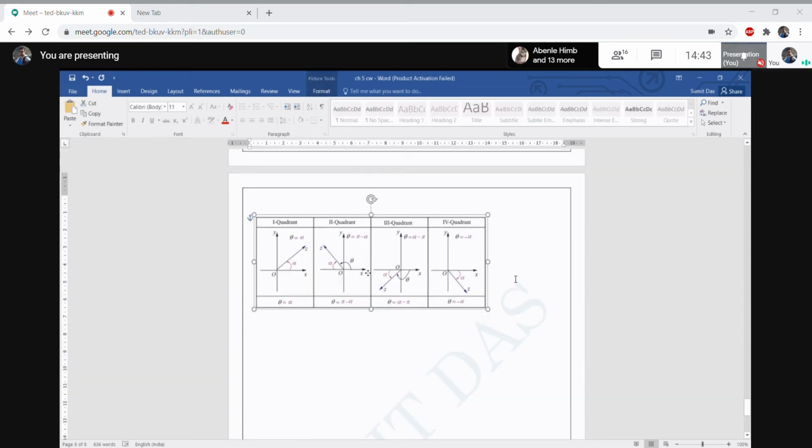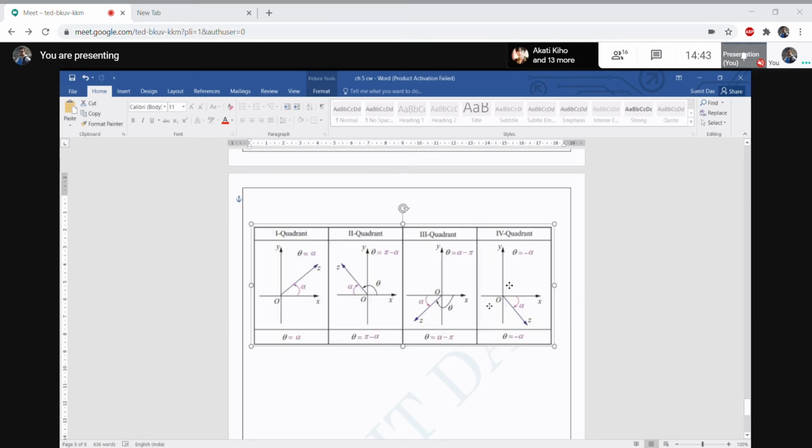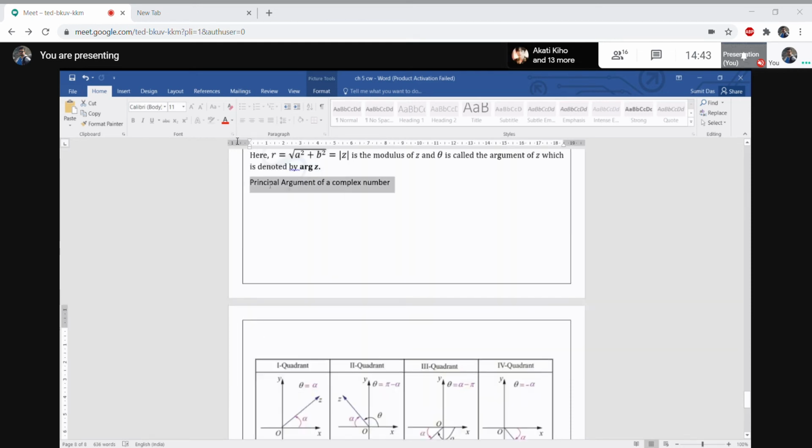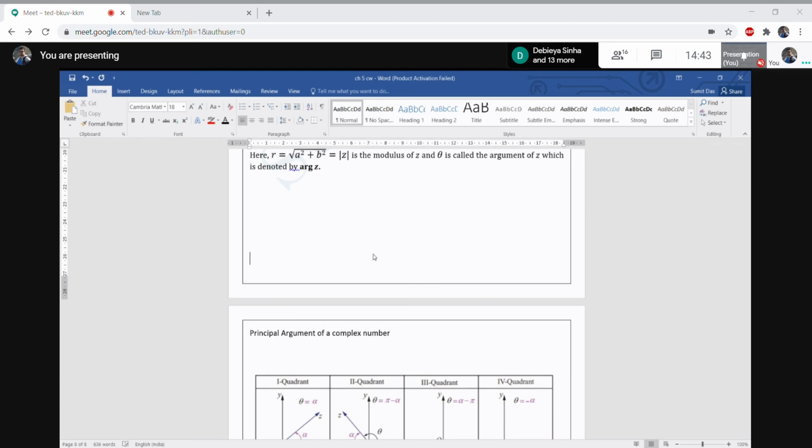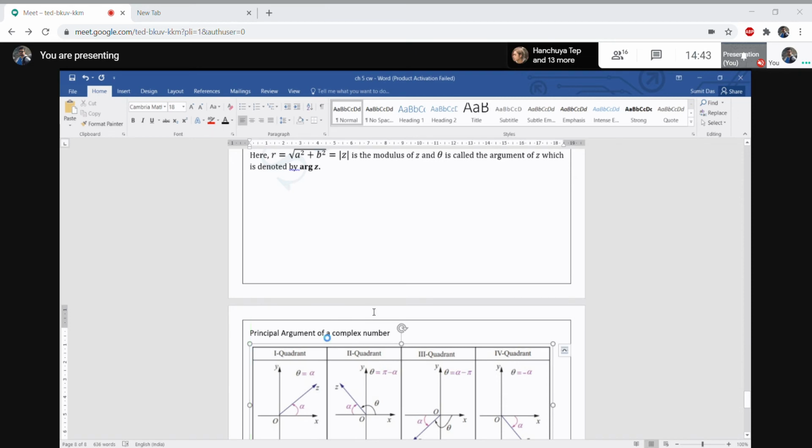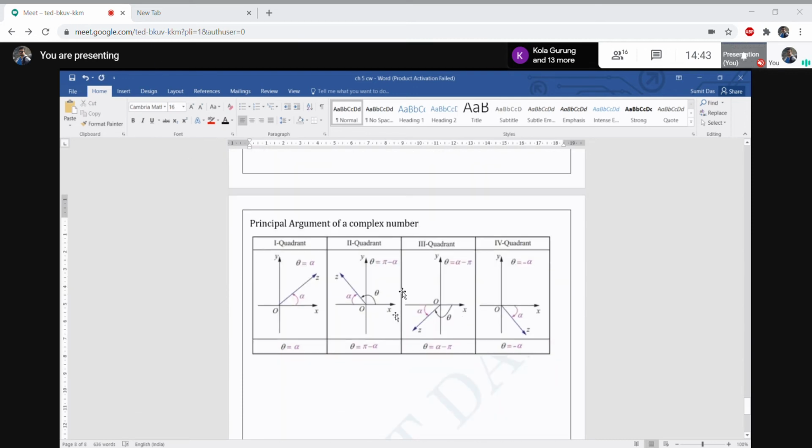So what is principal argument? Principal argument means, you can see, if a complex number is lying in the first quadrant, the value of theta will be alpha. Alpha means between 0 and 90 degrees, that is pi by 2, right?